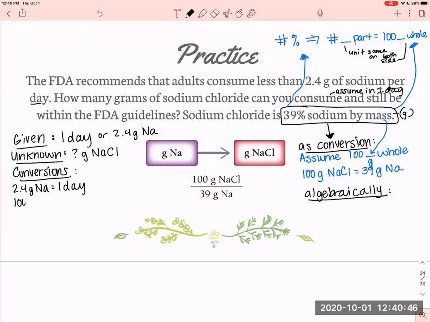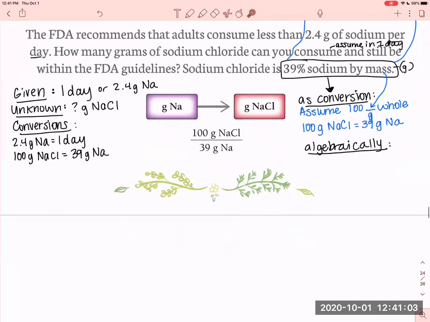I can say, well, 100 grams of sodium chloride is equal to 39 grams of sodium. Notice that I can't just write 100 grams equals 39 grams. I have to now include the sodium chloride and the sodium, because my units are the same, so something has to be different. It's going to be my substance.